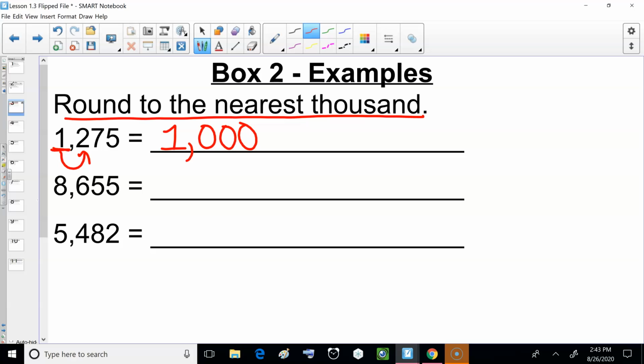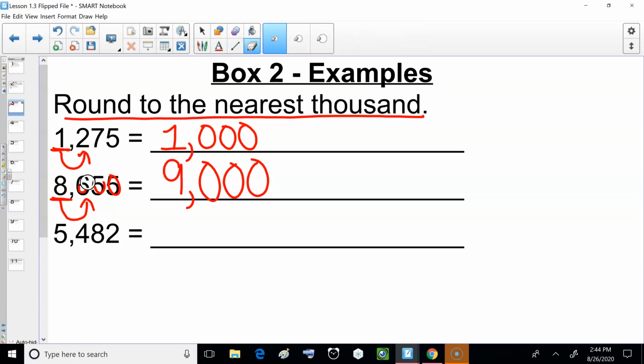So I round to the nearest 1,000, so I underline the place value because I'm rounding to this place value. I draw an arrow and look to the right of that, and I know that 6 is closer to 10 than it is to 0, which means my 8 is going to go up 1 to 9, and all these other numbers are going to turn to zeros. So what do I know? I know that 8,655 rounds to 9,000.